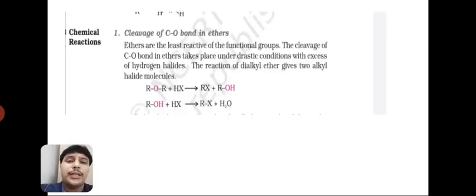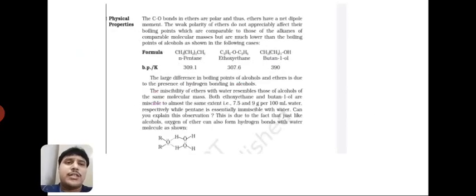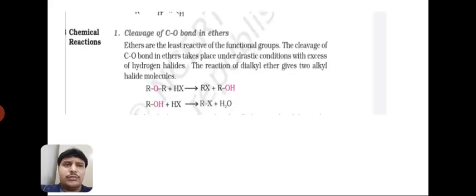Now the chemical reactions. Only these two properties are there, which I already told you: one is the boiling point and the second is the solubility. So let's start with the chemical reactions, and the first reaction is cleavage of the C-O bond in ether. Ethers are the least reactive of the functional groups.